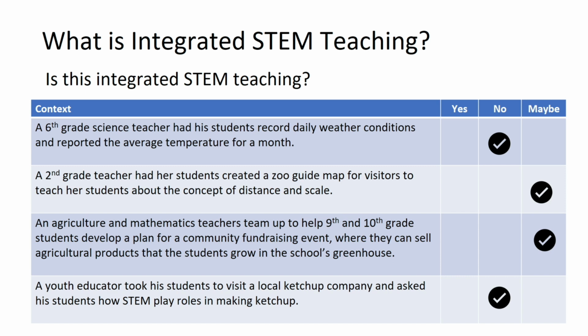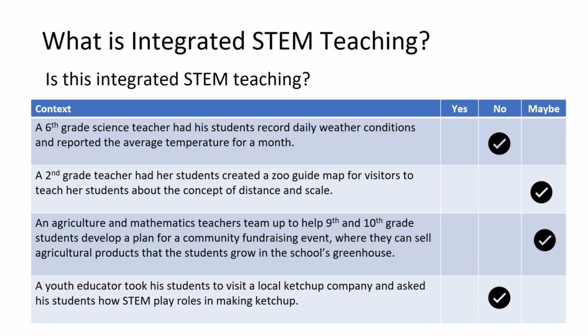The third one is you have 2 teachers in 2 different content domains working together, and here they're doing a community fundraising event. Well, you have certainly how to grow plants, which could be biology and science. You also have the marketing component of agricultural products, and you have, of course, the mathematics of tracking how students are doing on their input cost as well as their revenue. Certainly the opportunity for integrated STEM.